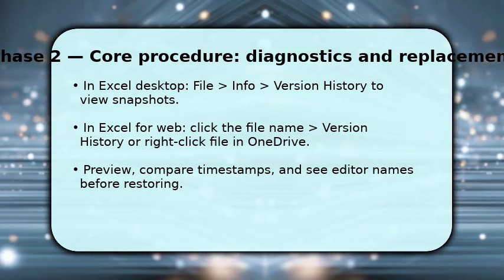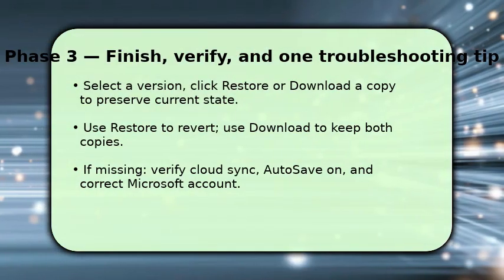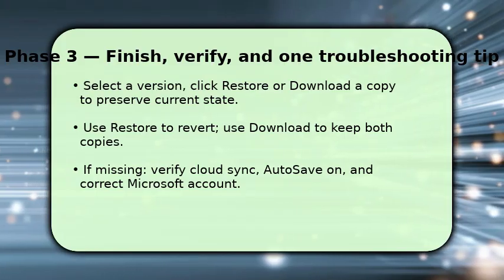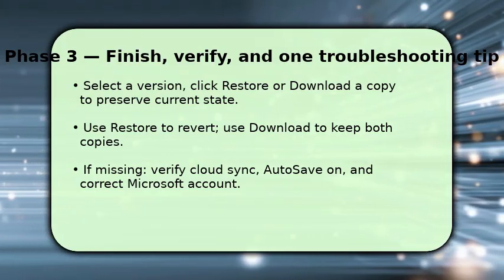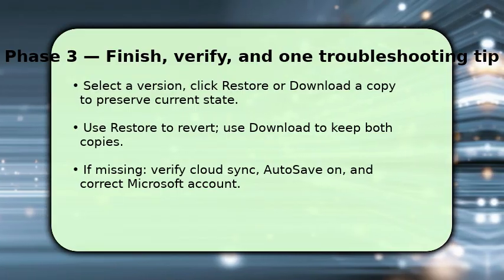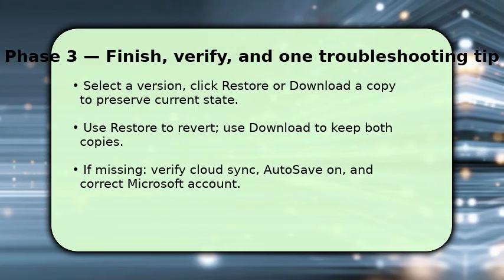To finish, pick the version you want and either restore it, which replaces the current file, or download a copy so you keep both versions. Once restored, Excel creates a new version entry, so nothing is permanently lost.